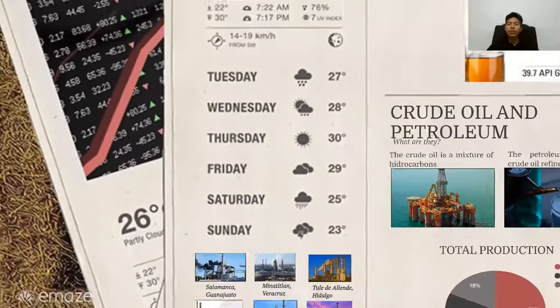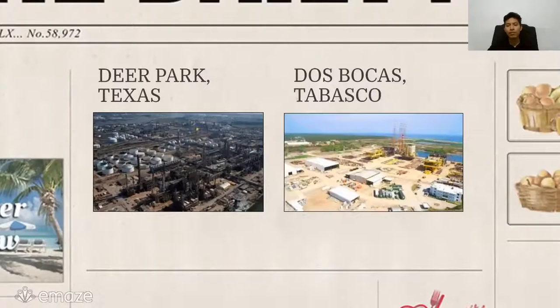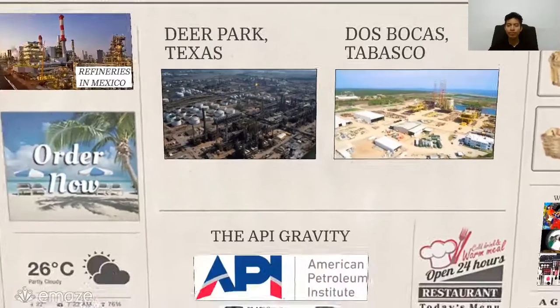It is important to count the production of the refinery from Deer Park, Texas, where Pemex and Shell Oil are business partners. Also, there is going to be a seventh refinery in Dos Bocas, Tabasco, that maybe will be inaugurated in 2022. The construction, administration, and development is by Pemex.